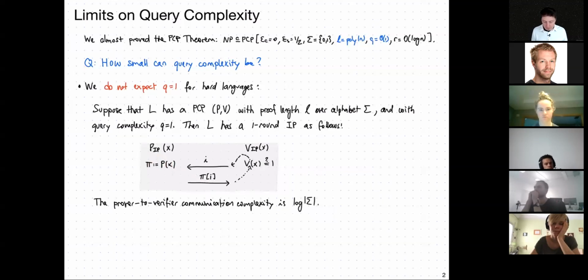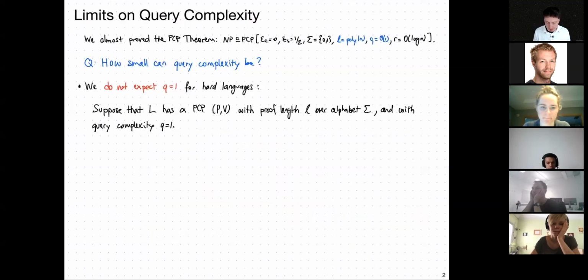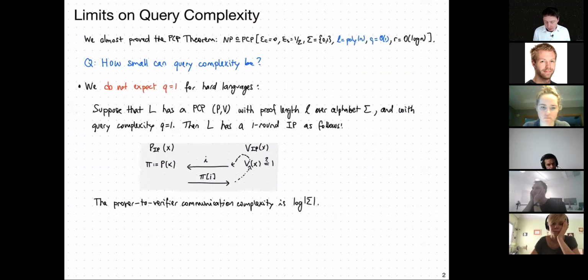And so first, the prover to verifier communication complexity is small. We don't really pay for the whole proof length, we just pay for this single alphabet symbol, which is log sigma bits. And we see that this simple construction works precisely because there's only 1 query, right? Because if we had q equals 2, this would have been problematic, because the answer of the prover to 1 query could have depended on what the other query is. But since there is only 1 query, whatever the prover answers, it can automatically define some underlying PCP, right?